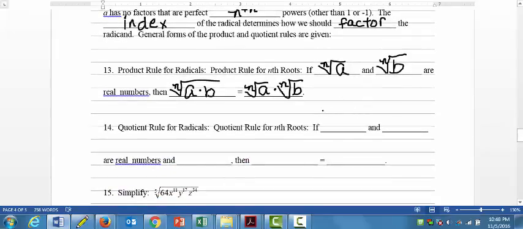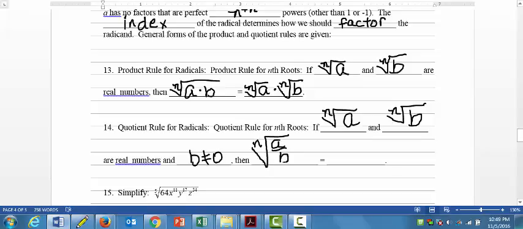The quotient rule for radicals says if the nth root of A and the nth root of B are real numbers and B is not 0, then the nth root of A over B is the same as the nth root of A over the nth root of B.